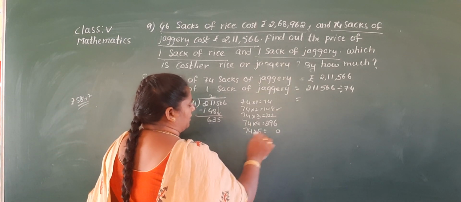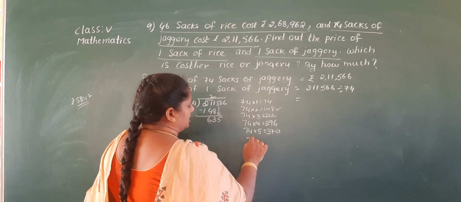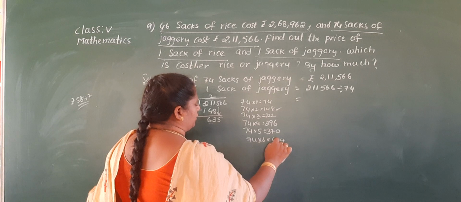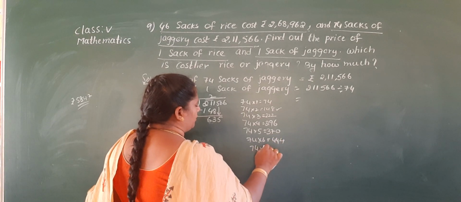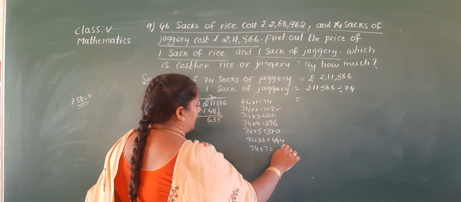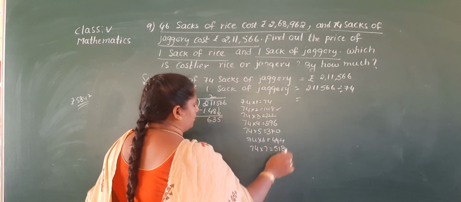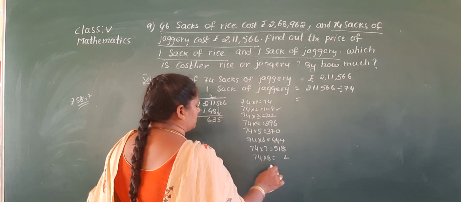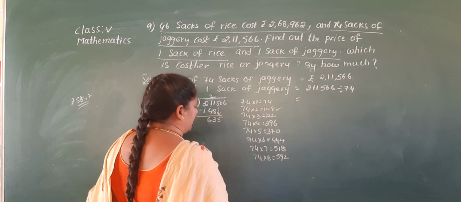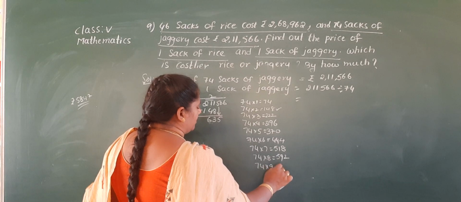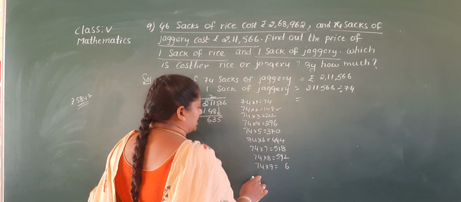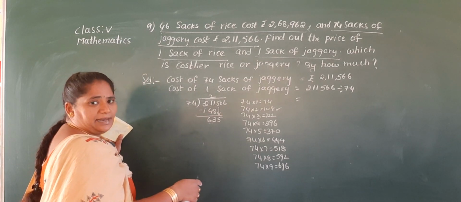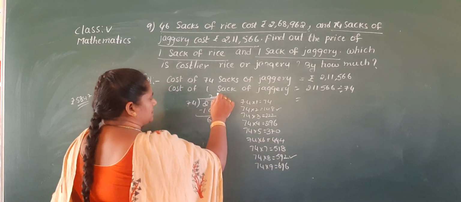5 4s are 20, 5 7s are 35 plus 2, 37. 74 into 6. 6 4s are 24, 6 7s are 42 plus 2, 44. 74 into 7. 7 4s are 28, 7 7s are 49 plus 2, 51. 74 into 8. 8 4s are 32, 8 7s are 56 plus 3, 59. 74 into 9. 9 4s are 36, 9 7s are 63 plus 3, 69. So 9 times we get a greater number, so you take only 8 times.